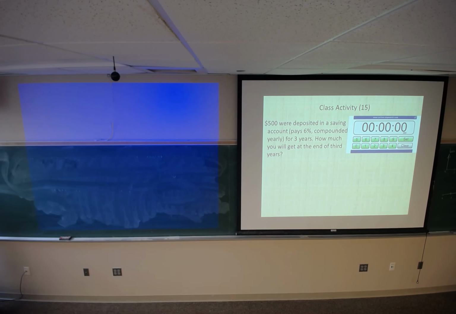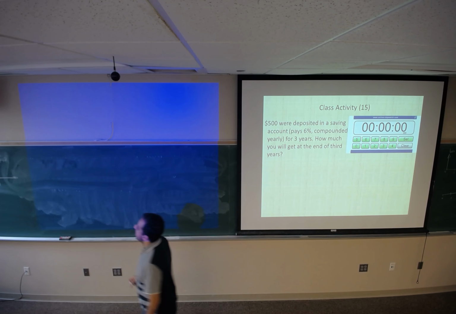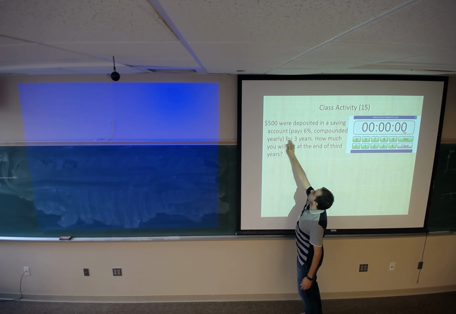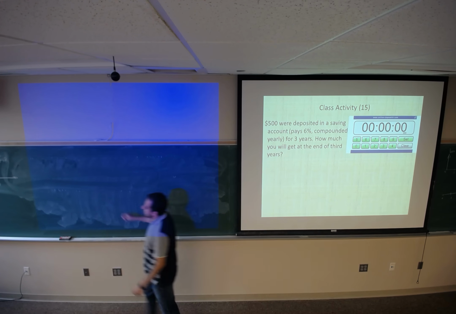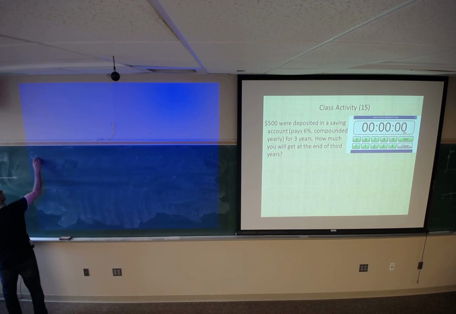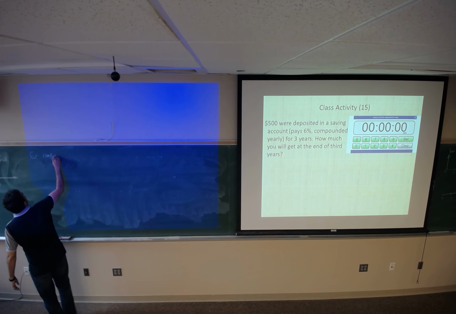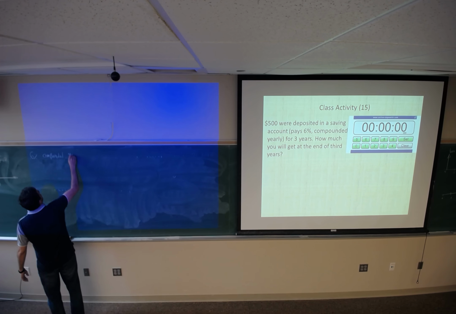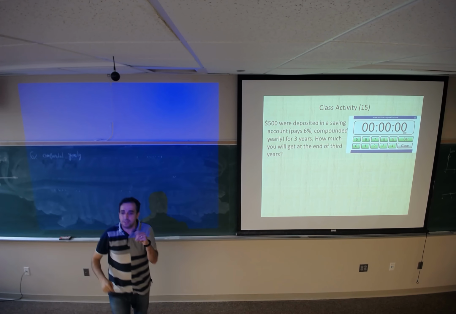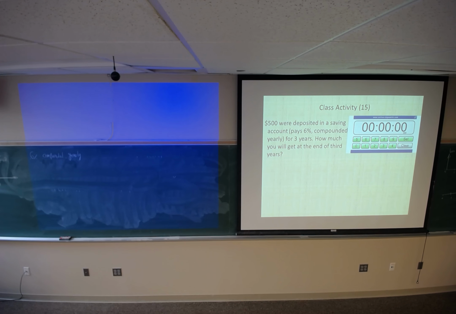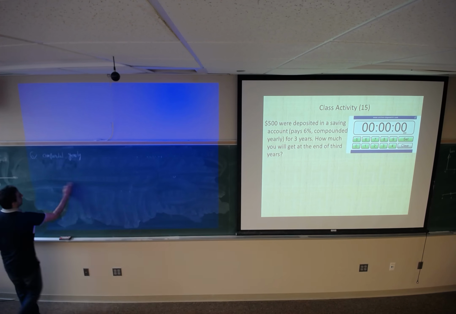So you deposit $500. After 3 years, you would like to know how much you can withdraw, or how much you have in your account. The point in this problem is 6% compounded yearly. So the bank is gonna pay you 6% compounded yearly. Compounded yearly means if you keep your money in the account, after 1 year, it's gonna pay you 6%. This is the typical interest rate that we are familiar with.